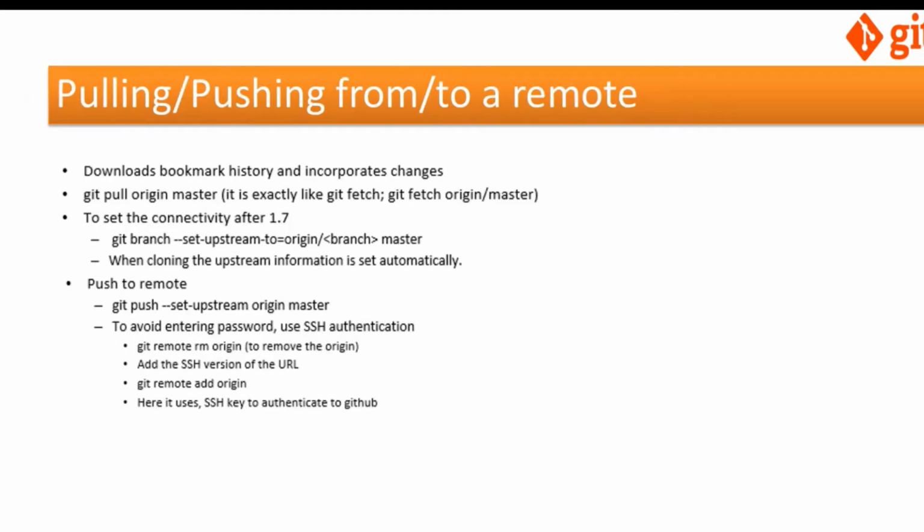Pulling and pushing to a remote: download the remote history and incorporate changes with git pull origin master, and so forth. Git branch hyphen hyphen set-upstream-to origin and the name of the branch, or master. To push to a remote repository, we just perform git push, or we can pass upstream as well, and so forth.